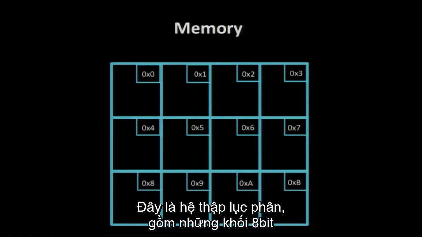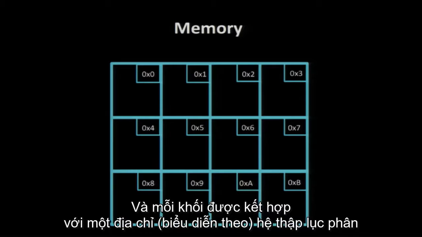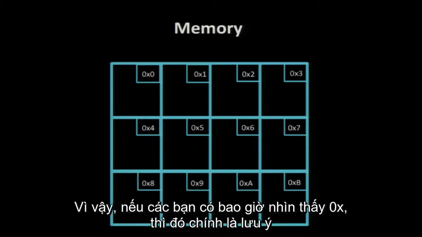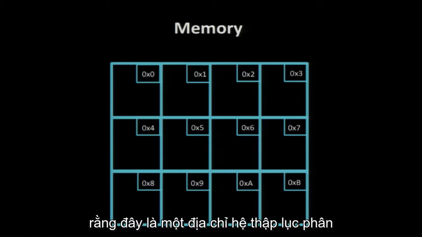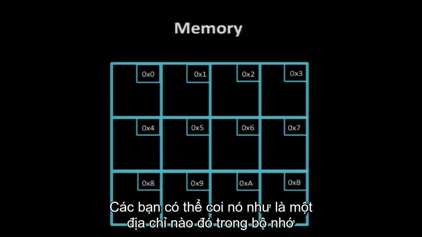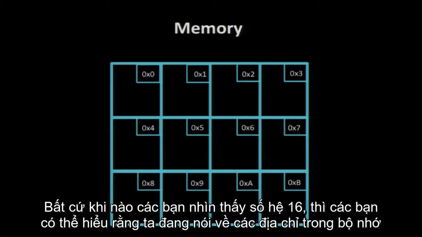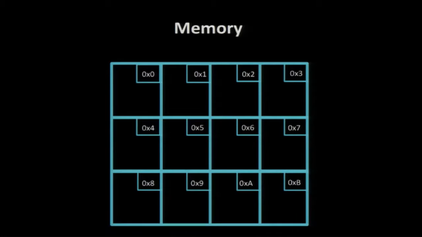So 8-bit blocks. And every block is associated with some hexadecimal address. If you ever see the 0x, that's just notating that it's a hexadecimal address. You can assume this means some address in memory. We're talking about memory addresses whenever you see hexadecimal.